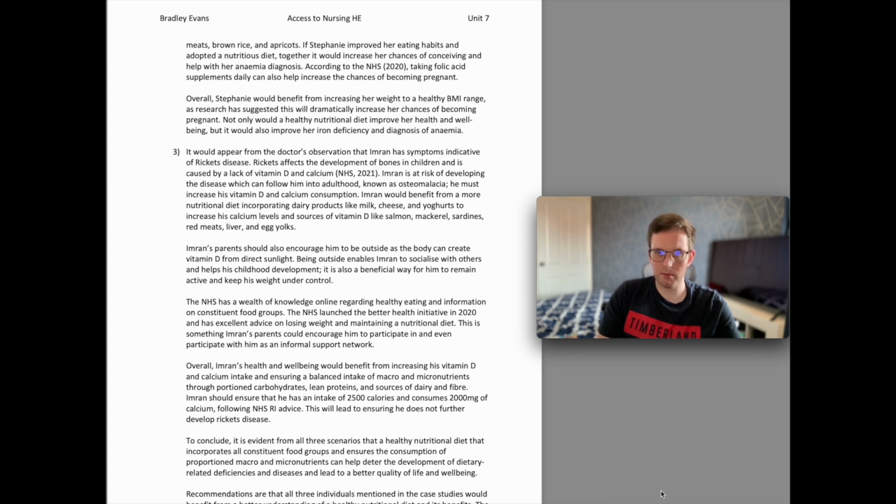He must increase his vitamin D and calcium consumption, and Imran would benefit from a more nutritional diet that incorporates dairy products like milk, cheese, and yogurts to increase his calcium levels and sources of vitamin D like salmon, mackerel, sardines, red meats, liver, and egg yolks. Imran's parents should also encourage him to be outside, as the body can create vitamin D from direct sunlight. Being outside enables Imran to socialise with others and help his childhood development. It's also a beneficial way for him to remain active and keep his weight under control.